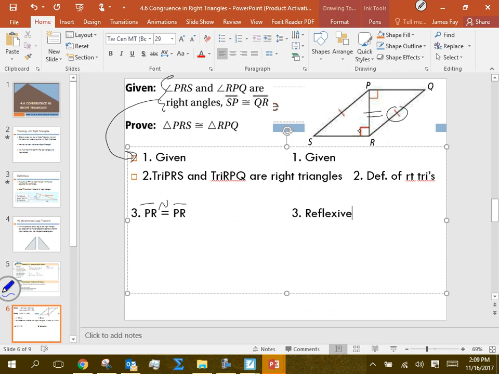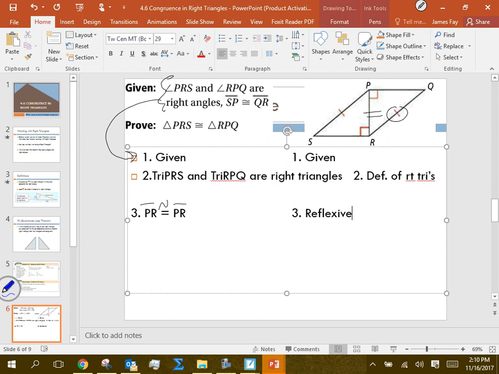I'm looking at that right triangle. SP is a hypotenuse. What is RQ? Hypotenuse. Do you have a hypotenuse congruent to hypotenuse? Yeah. What is PR for both triangles? That's a leg, right? It's a side. And if it's a side, it's not a hypotenuse. It's got to be a leg. So you got a leg congruent to leg. So you got a hypotenuse leg here.